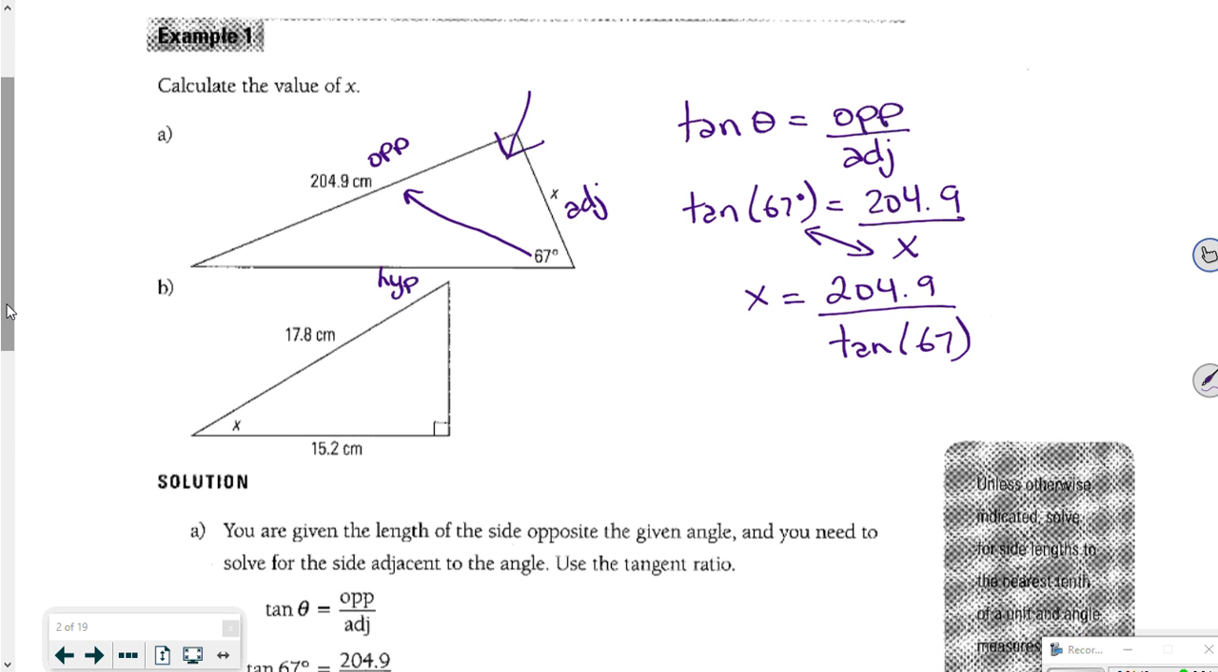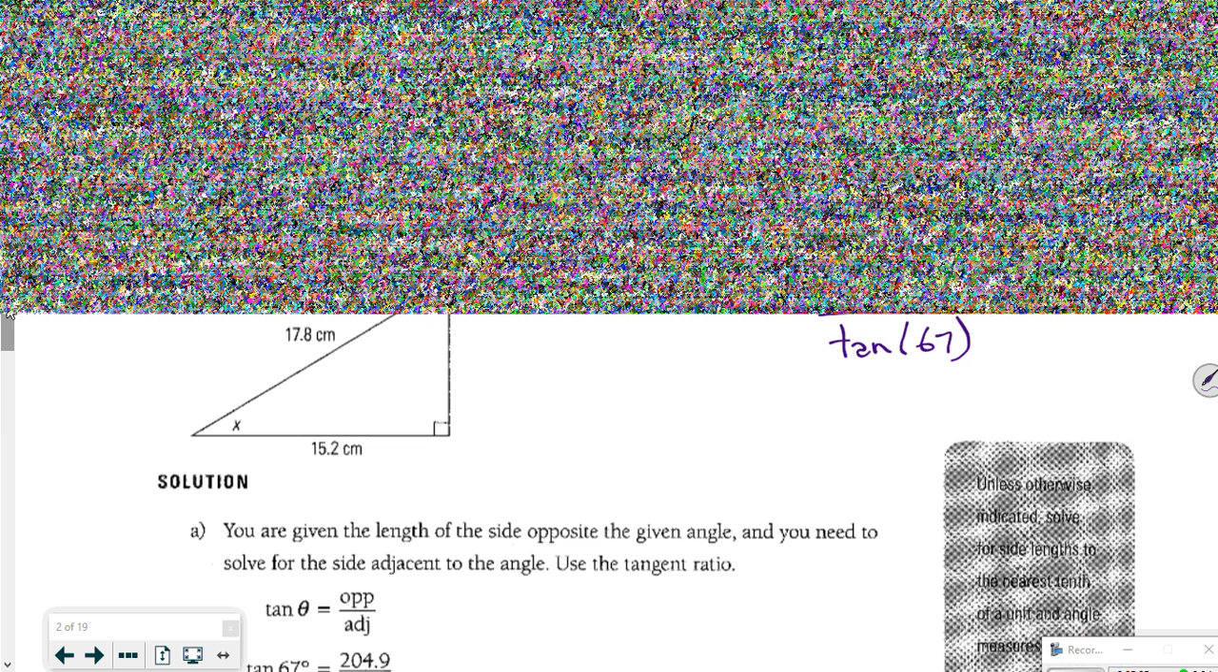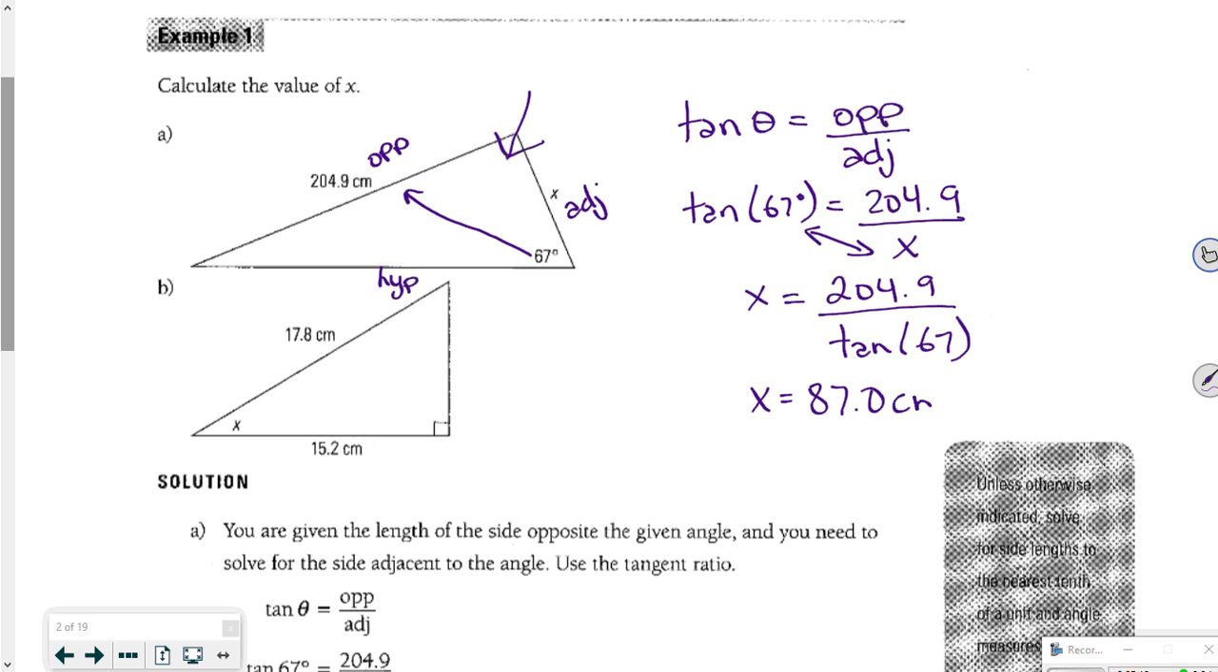One thing you need to make sure you check before you use any of the trig functions on your calculator is that your calculator is in degree mode. If it's in radian mode, all of your answers are going to be wrong. So double check your calculator is in degrees. When you do this one and you're working with degrees, you should get an answer of 87.0 centimeters.